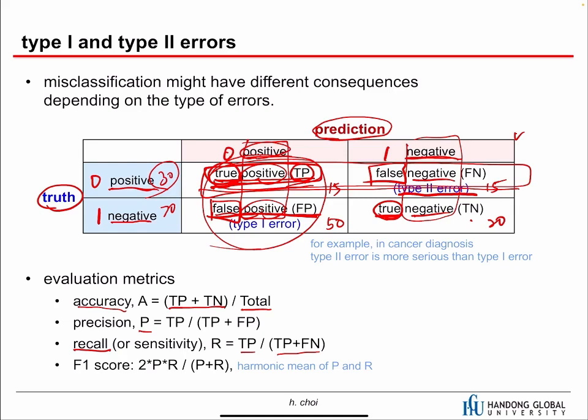And F1 score is actually 2 times P times R over P plus R, which is actually a harmonic mean of P and R, precision and recall. And when the classes are balanced, which means we have around 50 negative samples and 50 positive samples, in this case, this one is well balanced. Then accuracy is enough to evaluate your model. But sometimes we have 99 samples and 1 sample.